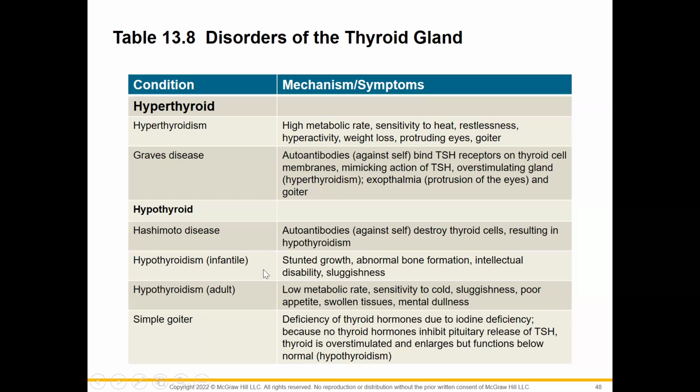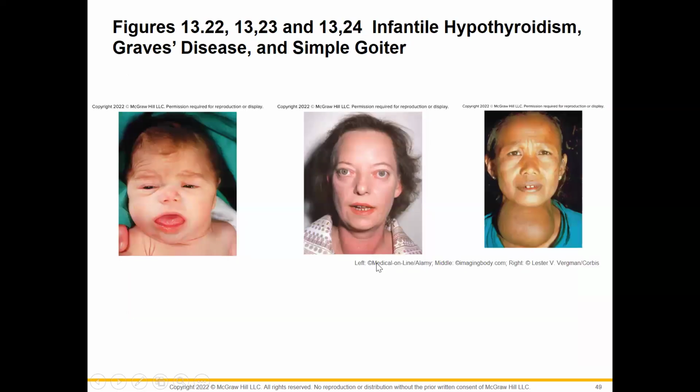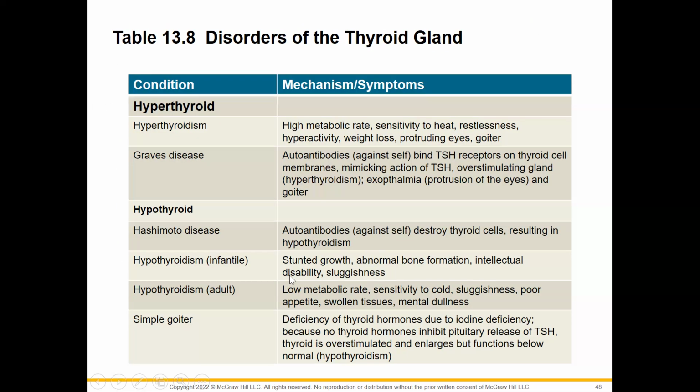Infantile hypothyroidism, basically hypothyroidism in an infant, is going to cause stunted growth. Remember, thyroid produces hormones that affect metabolism. And if you don't have adequate thyroid hormone, then you won't be able to grow as well. So that person will have stunted growth. They'll have abnormal bone formation. They'll have intellectual disabilities, and they'll be sluggish. Remember, sluggish, everything is slowed down because there's less thyroid hormone, which means there's decreased metabolism, decreased growth.